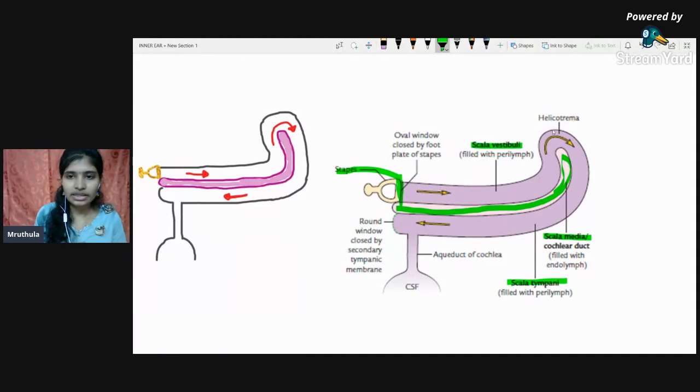Okay. The other part that you need to know is the helicotrema. What is the helicotrema? It is a narrow opening on the apex of the cochlea through which the content of the scala vestibuli communicates with the scala tympani.